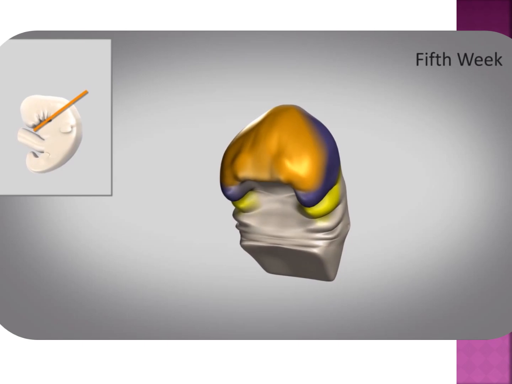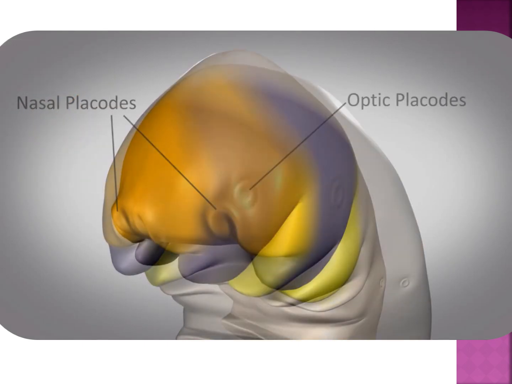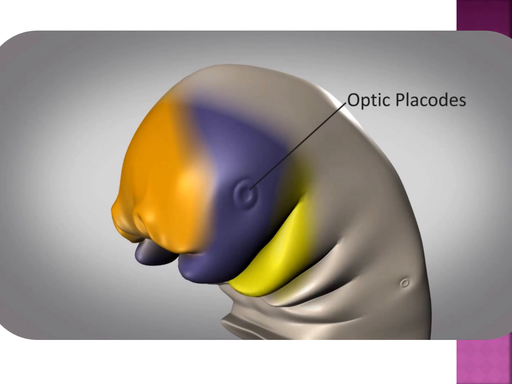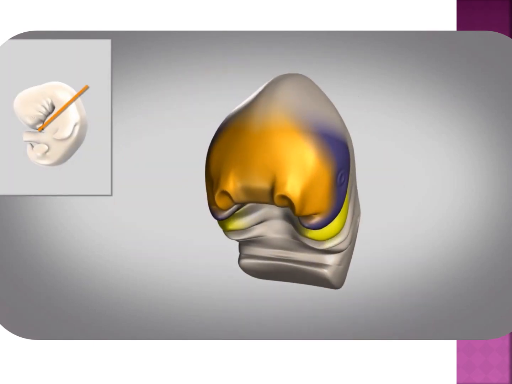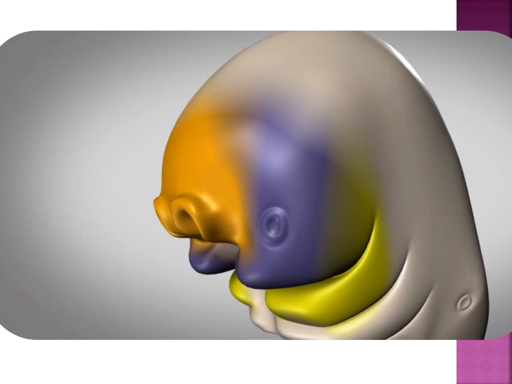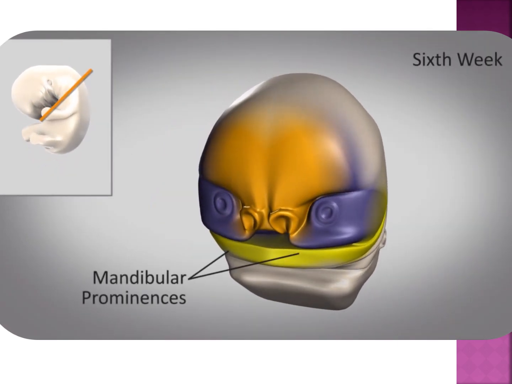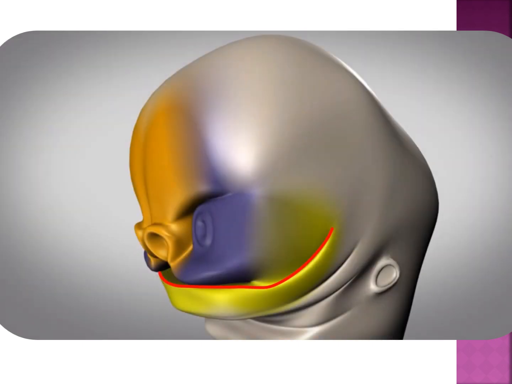In a 5-week-old embryo, the nasal placodes, which will go on to become the olfactory system, and the optic placodes, which will become the lenses of the eyes, will form. In addition, the maxillary and mandibular prominences enlarge and grow forward and towards the middle, eventually giving rise to the upper and lower jaws, respectively. In a 6-week-old embryo, the 2 mandibular prominences fuse to form the lower jaw. At this point, the outline of the mouth is visible.